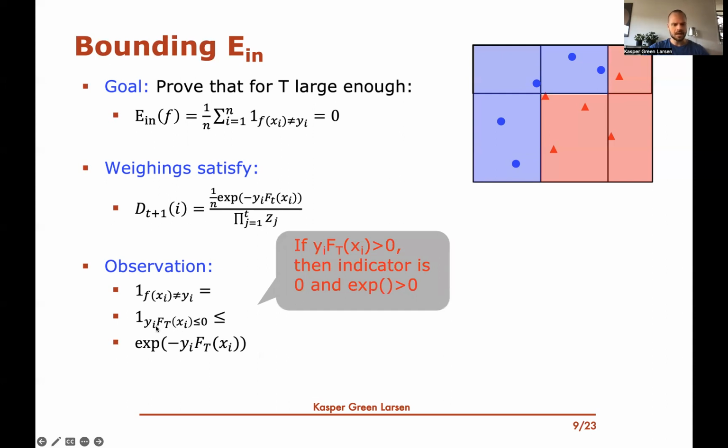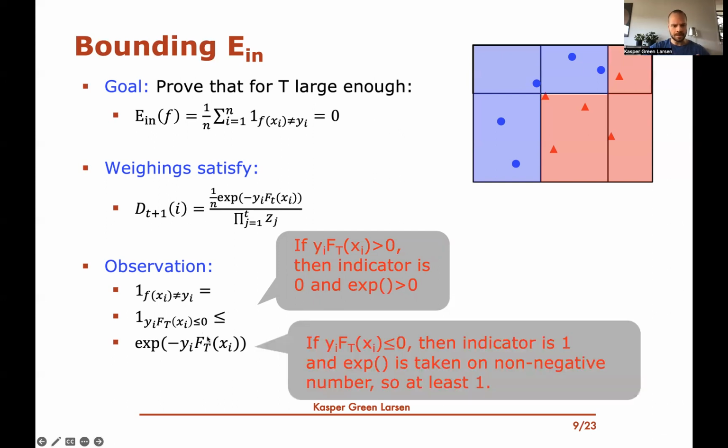In the first case, if yi ft of xi is greater than 0, then this indicator becomes 0. So now you're comparing 0 to some exponential of something. The exponential function is always strictly positive. So this inequality is true whenever the 0-1 indicator is 0. Okay, so that's fine. So at least it looks like the inequality is correct.